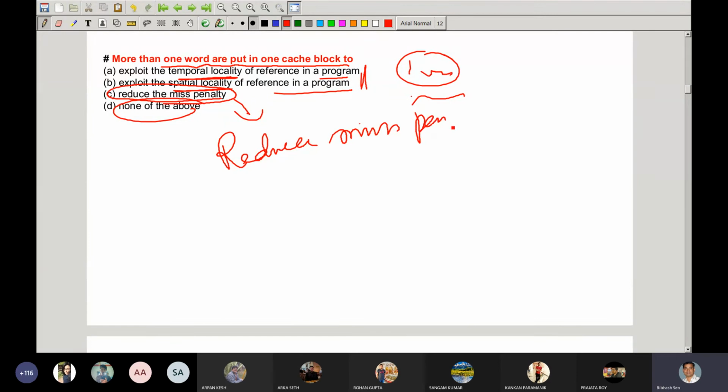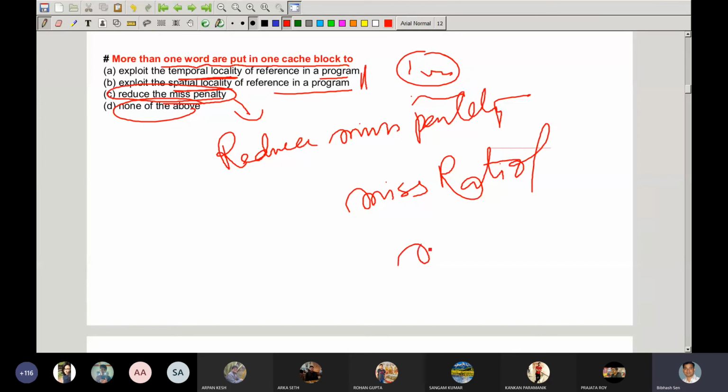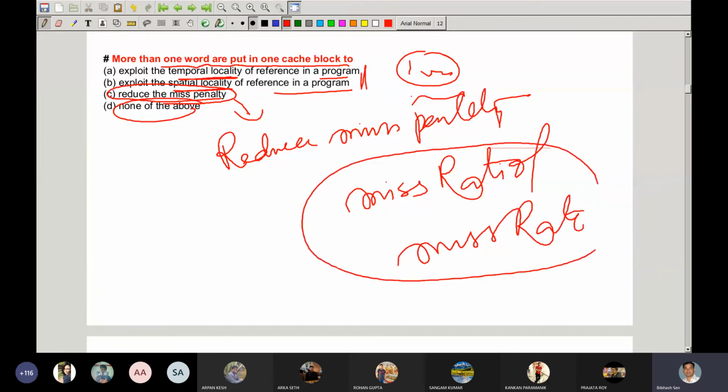First question, miss penalty. One is miss rate or miss ratio. Miss rate and miss ratio are the same, but penalty is not the same. Sir, in case we cannot transport data from one part to another successfully, the amount of time that is lost... No, no, that is not the no-transfer case. Suppose you are searching for a page in the cache and it is not found.